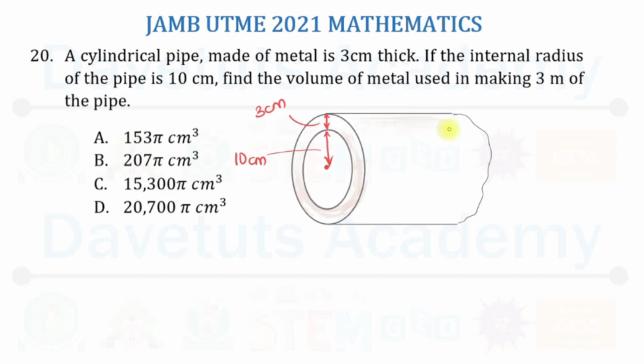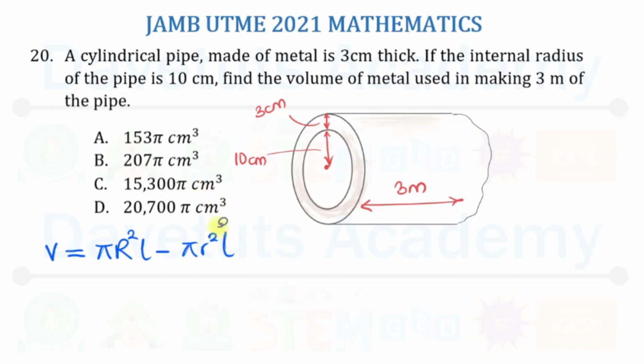Now we are to find the volume of the metal that is used to make 3 meters of the pipe. So we have some length that is 3 meters by specification, and we are to find the volume. Now, how do you find the volume of this cylindrical pipe? You can notice that it is a hollow pipe. So normally your volume will be the volume of the bigger cylinder minus the volume of the smaller cylinder, where capital R here is referring to the bigger cylinder and small r is referring to the other one.